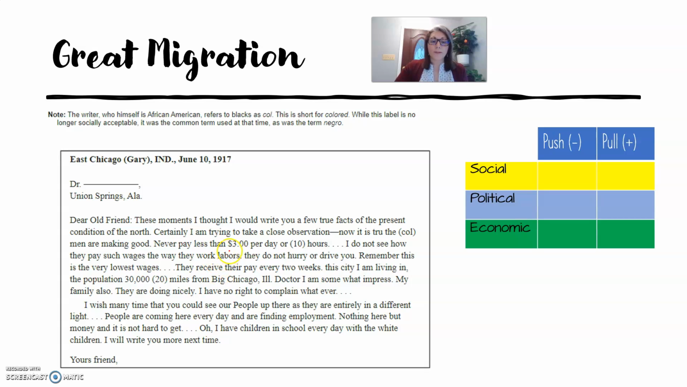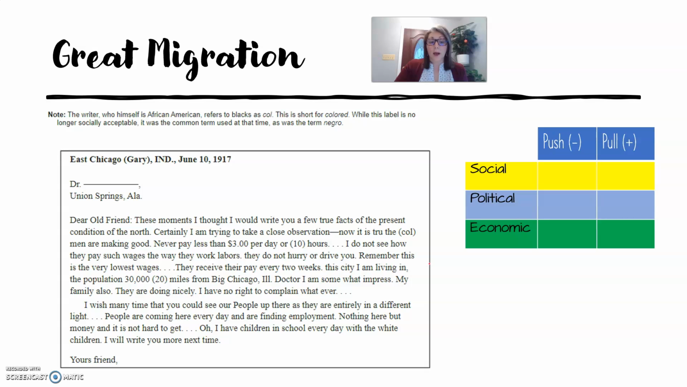Dear old friend, I thought I'd write to you a few true facts of the present condition of the North. Certainly I am trying to take close observation, and it is true the colored men are making good. Never pay less than $3 a day for 10 hours. I do not see how they pay such wages, the way they work laborers. They do not hurry or drive you. Remember, this is the very lowest wages. They receive their pay every 2 weeks.